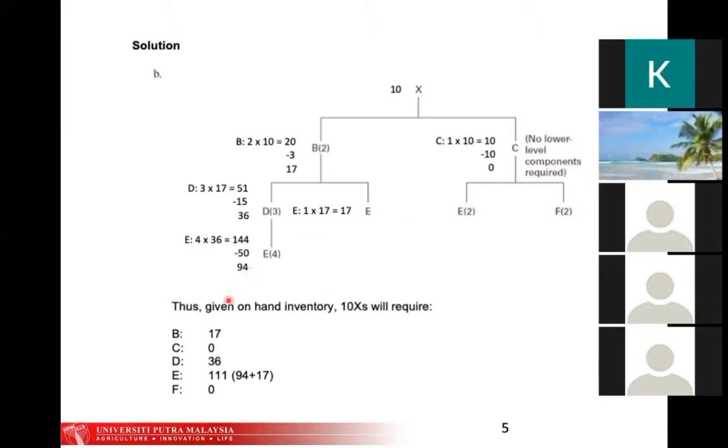So for the answer, given the on hand inventory, 10X will require: B is 17, C is 0, D is 36, E is 111, which is 94 from E plus 17 from E on the right hand side of B. And F equals 0 because no lower level component is required. So that is the answer for 1B.